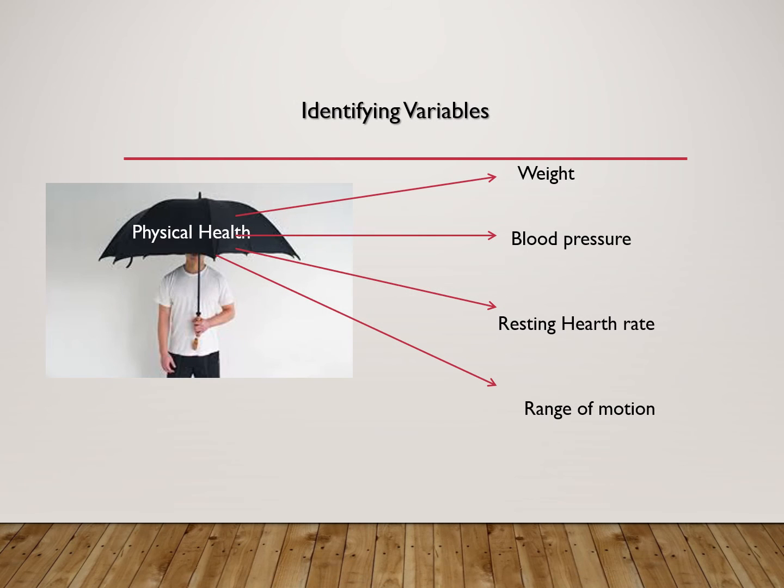To give us another example, let's look at an umbrella. So what we're going to do is we're going to say we want to understand physical health, and what identified variables can we use to understand physical health? We can use stuff like weight, blood pressure, resting heart rate, range of motion, and there's probably a whole host of additional variables we can look at as well, but they all fall under the umbrella of physical health.